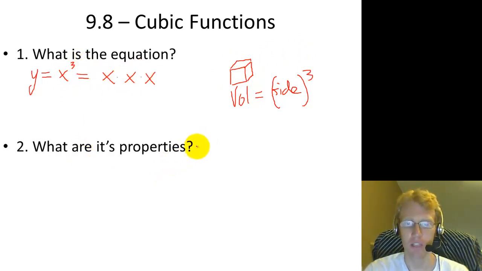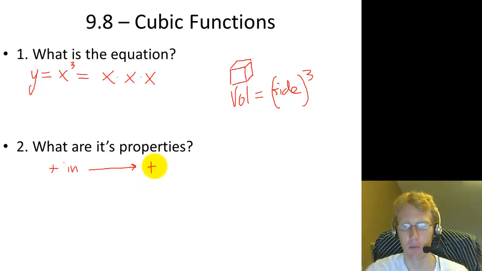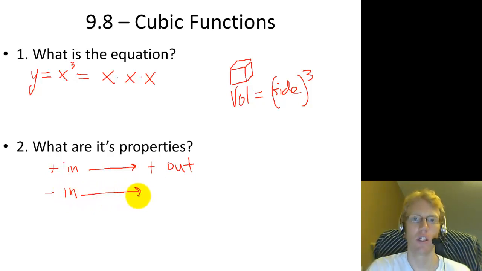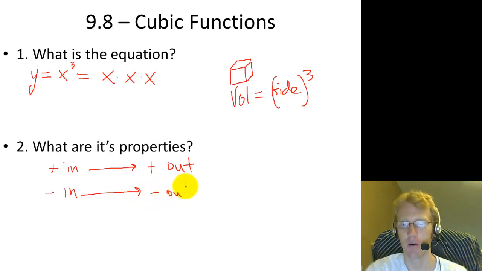So some properties of this cubic function. One of the properties is if you put a positive number in, what do you think you will get out? Well, when you take a positive number and you multiply it by itself 3 times, you're going to get out a positive number. What happens if you put in a negative number? With a quadratic equation, you always got a positive number out, whether you put in positive or negative. It was symmetrical over the y-axis. But with a cubic, because you're multiplying an odd number of times, you're going to get a negative number out. So it's not symmetrical over the y-axis.